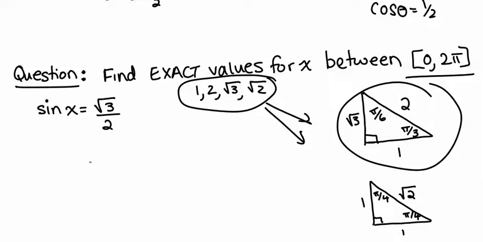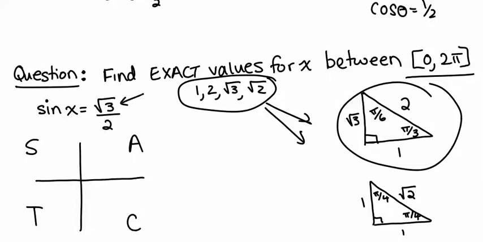So if we sketched out, if we take a look at a grid, using the CAST rule, C-A-S-T, since our value here is positive, we have positive root 3 over 2, we know our angle here can really only be in quadrant 1 or 2 because that's where sine is positive. Down here, sine would be negative here and here, so it can't be down there.